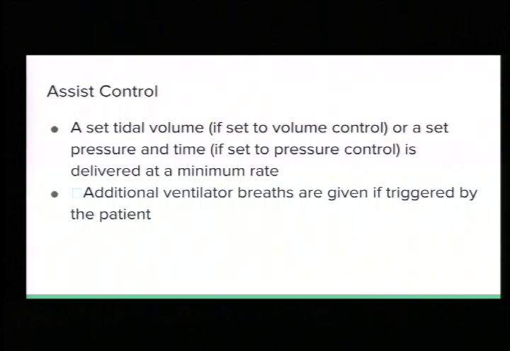So assist control means they have a set tidal volume if it's on volume control, or they have a set pressure and time if set to pressure control. It's delivered at a minimum rate, and if the patient's breathing above that, they will be assisted in all those breaths. So that means you might set your rate at 10 and a set tidal volume or pressure control, and if they're breathing at 14, they get assistance with all 14 breaths. Every breath will be assisted by the ventilator.